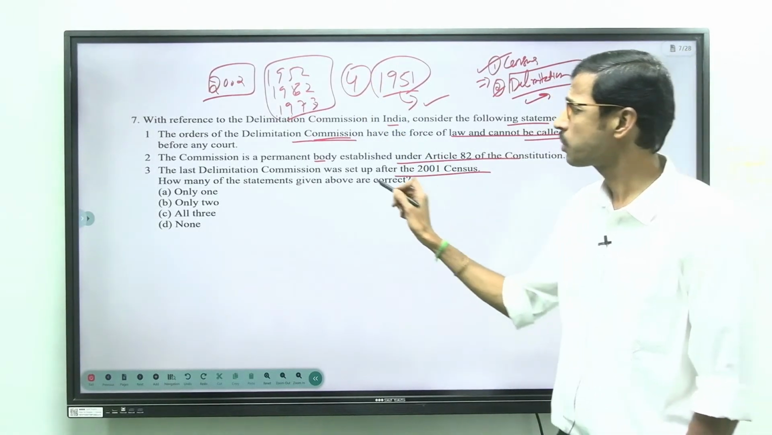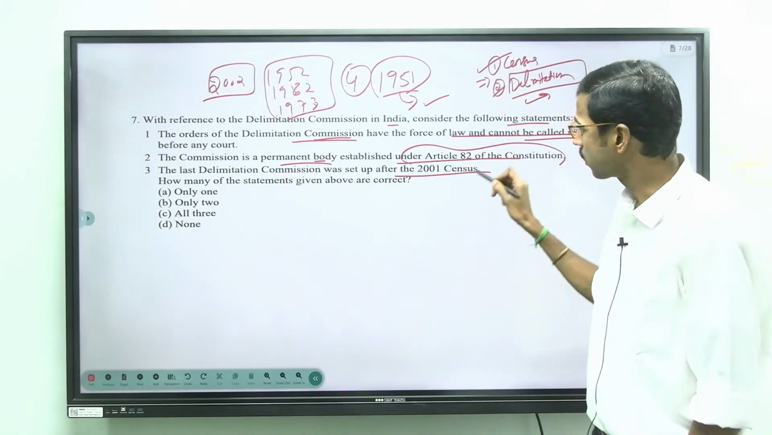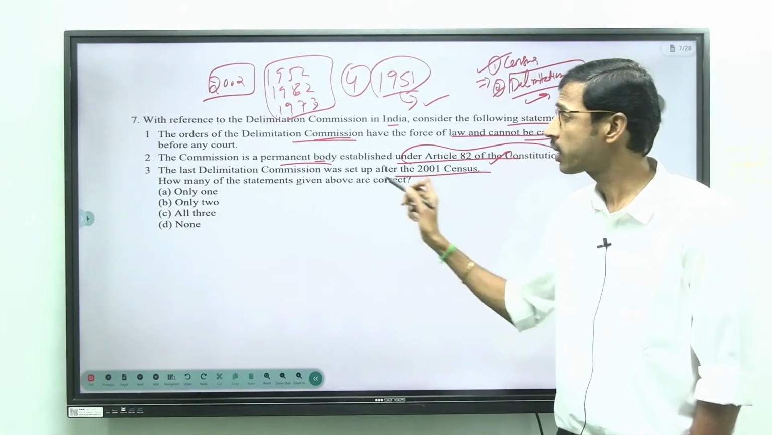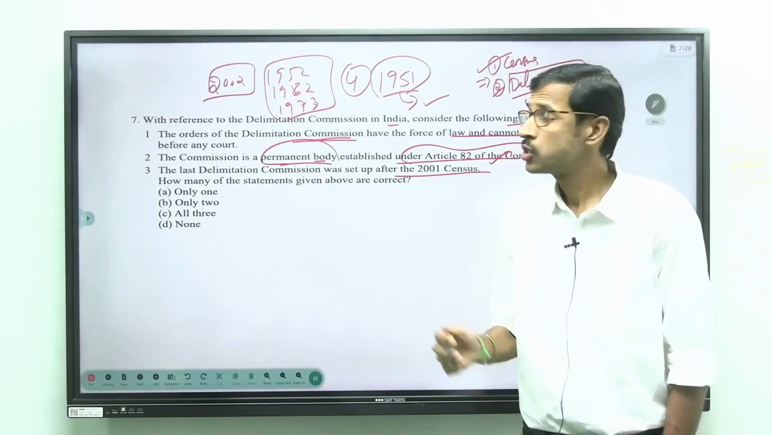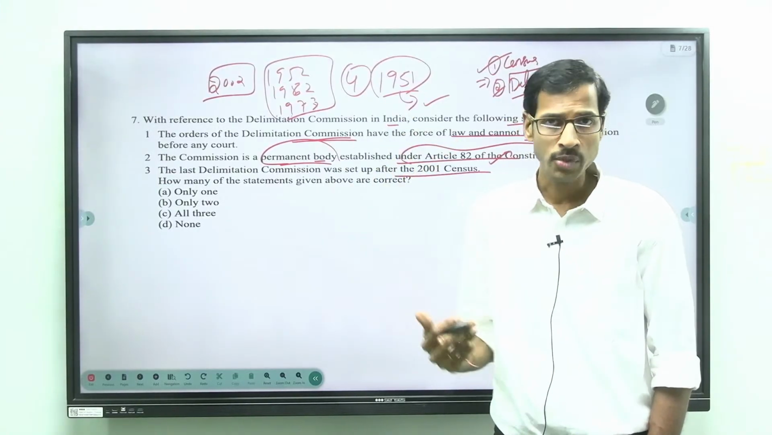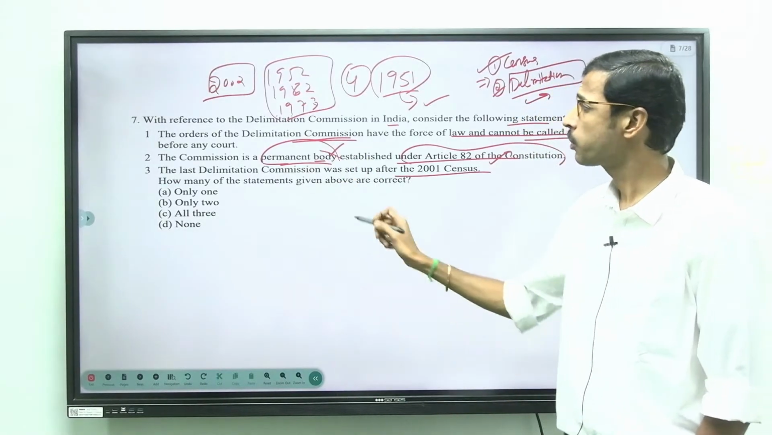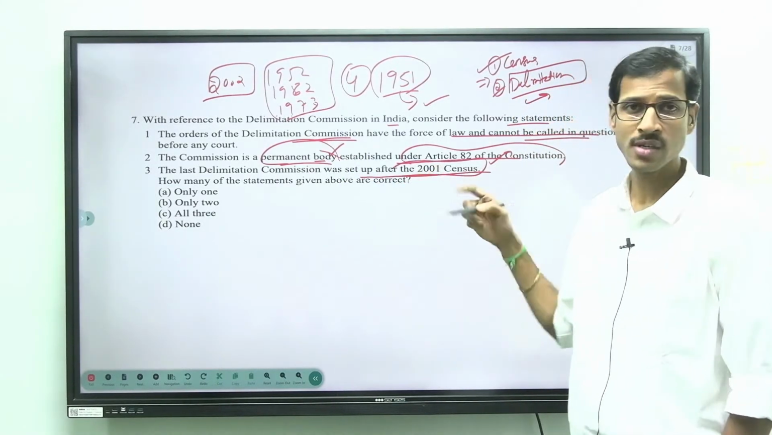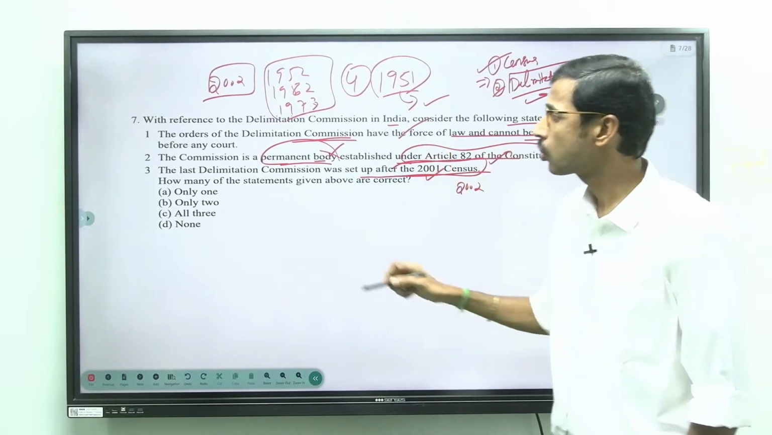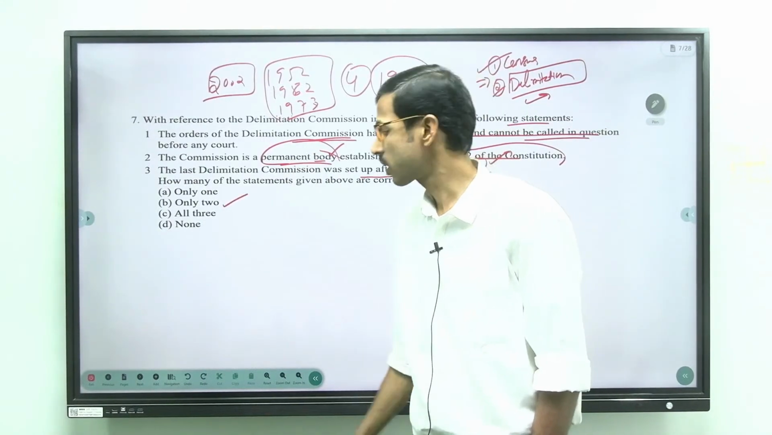The commission is a permanent body established under Article 82. It is right that this commission is established under Article 82 of the Constitution, but it is not a permanent body, it is a temporary body. Time to time, that is after the census, the delimitation commission will be established based on the requirement, right? Not a permanent body. The last delimitation commission was set up after the 2001 census, that was in 2002. This is also correct, right? So only 1 and 3 are correct. Here only 2 statements are correct.